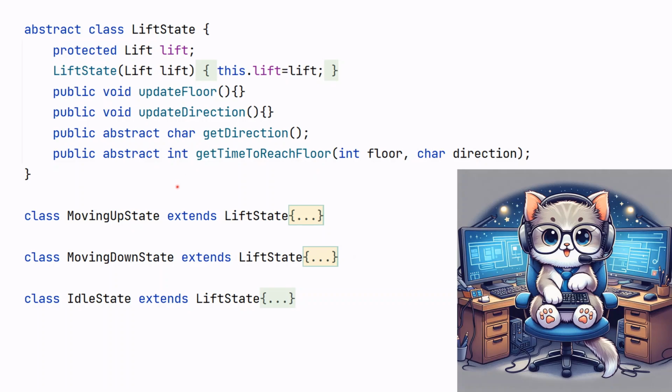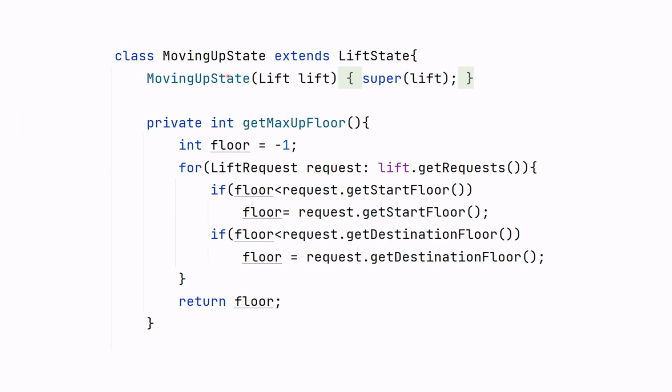Finally, let's discuss the implementation of all 3 lift states, that is moving up, moving down, and idle state. Starting with the class moving up state, this method get max up floor is used in rest of 3 methods. It determines the maximum floor that the lift will go up to based on the current requests before the lift becomes idle or starts to come down. So the get max up floor is the point at which lift changes direction or basically changes state.